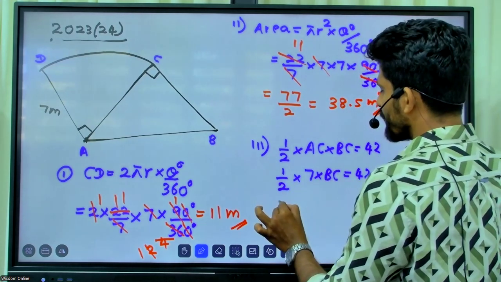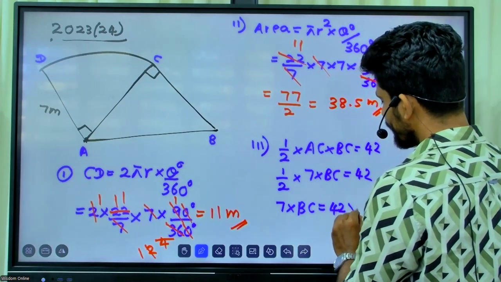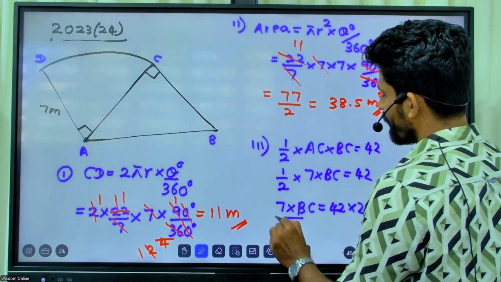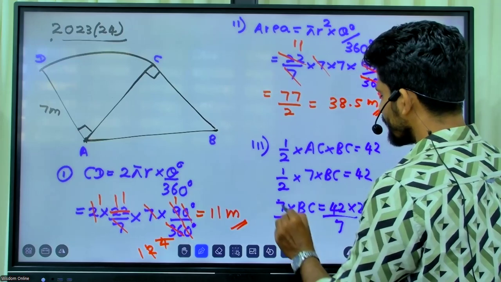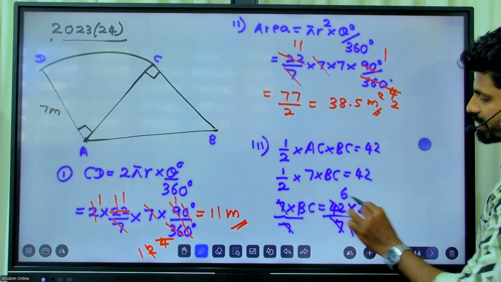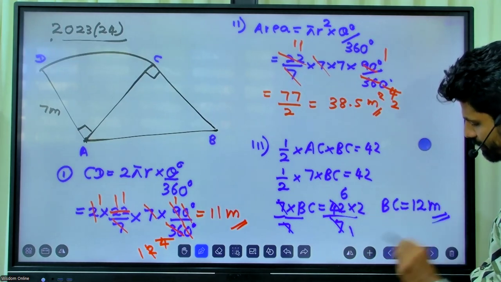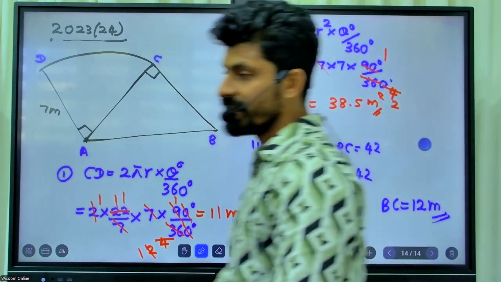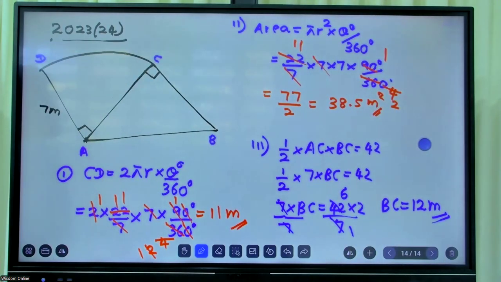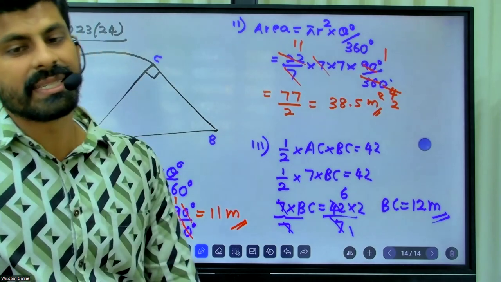The division by 2 moves to the other side and becomes multiplication by 2. Dividing both sides by 7: 7 divided by 7 is 1, and 42 divided by 7 is 6. So that means BC equals 12 meters. Right? Yes, BC equals 12 meters.